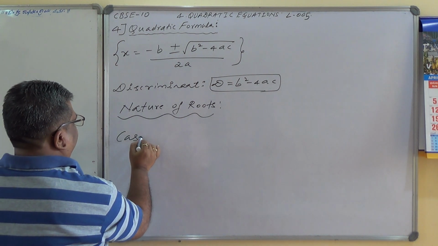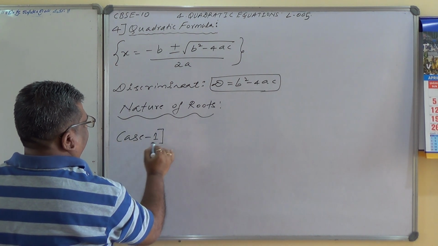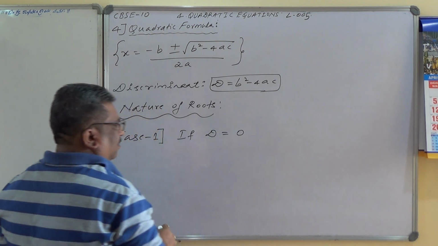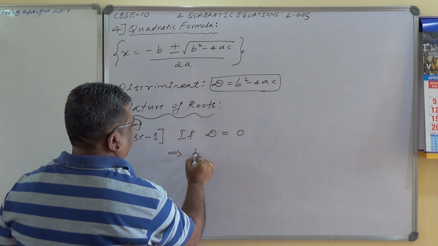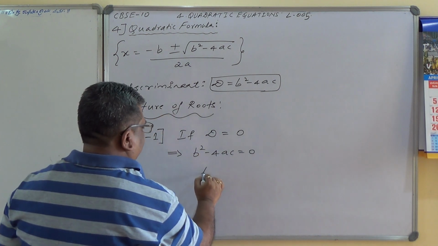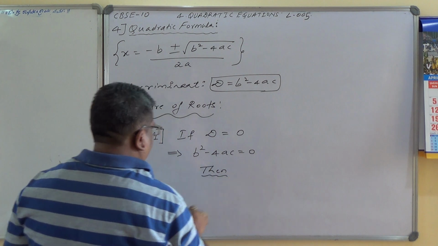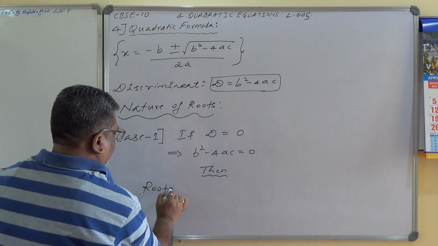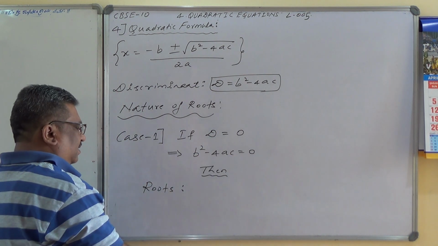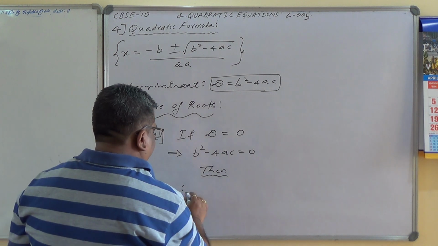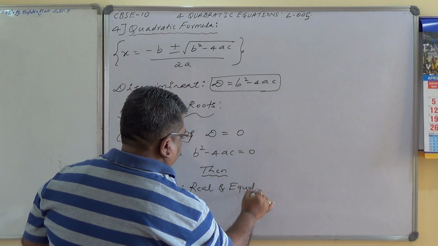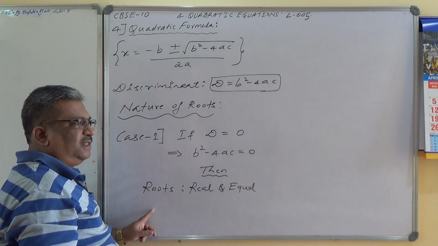Case number one. If D equals 0, which implies b square minus 4ac equals 0, then roots exist. What kind of roots here? Real and equal roots exist.